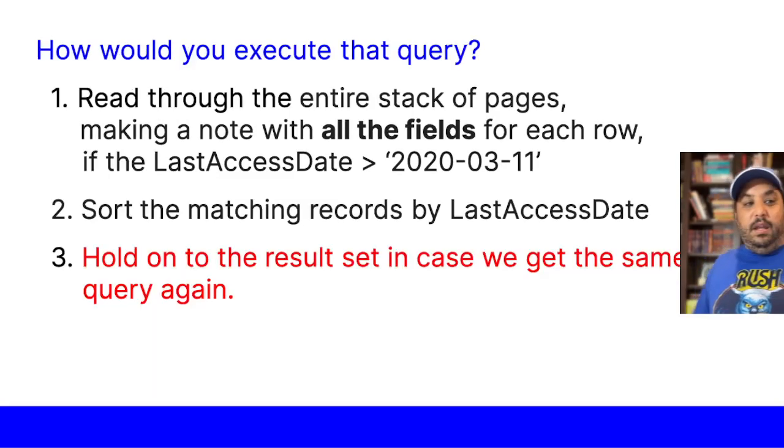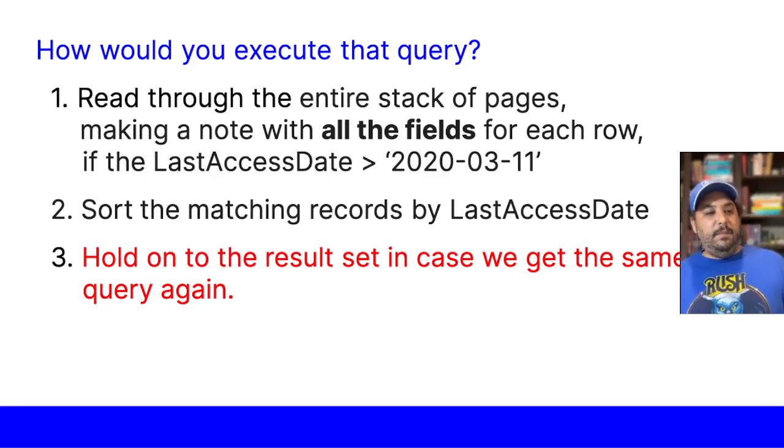Well, you might think, well, it's still got to read through the stack, right? It's got to read through all those 8K pages. It's got to make a note, right? It's got to take what we see in here, write down on our post-it note all the fields for each row, if the last access date is greater than March 11th, 2020. We sort all that data, right? We just did all this work. So maybe we could hold on to the data in case we get the same query. Yeah, we know it's coming in 1 second, right? We know that query is coming back. So just hold the data for now, and we can send you the same data back the next time around.